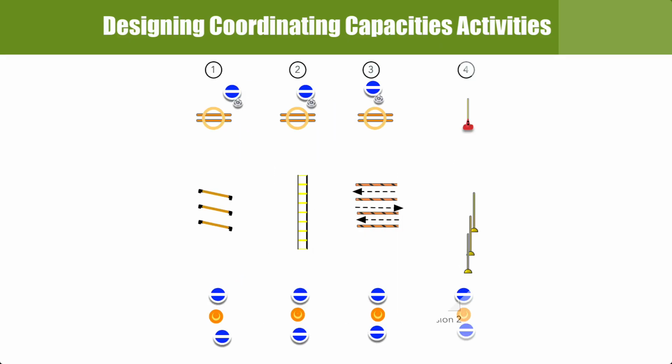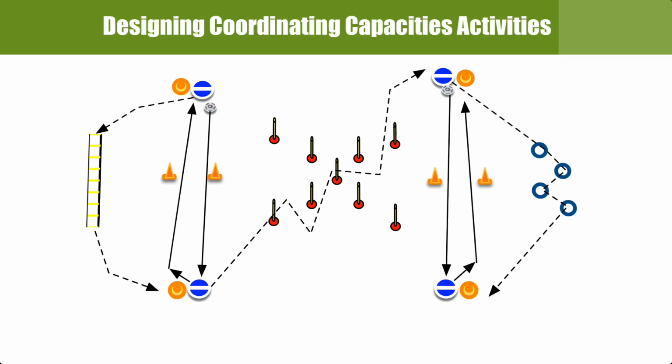Circuits can also be performed in waves, where after completing a circuit for a given duration, players shift to the next circuit. This continues until all the stations are completed. Another type of circuit we can utilize to develop coordination is the box or grid circuit. Within the box, we perform specific technical skills, while outside the box, we work on various coordinating capacities.